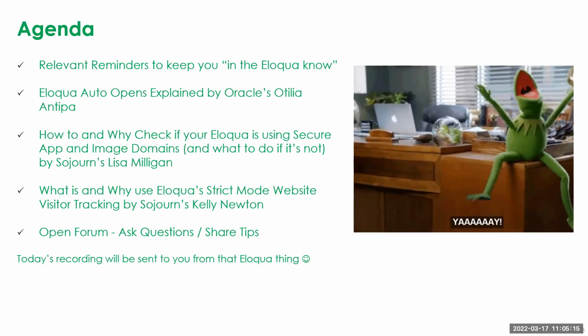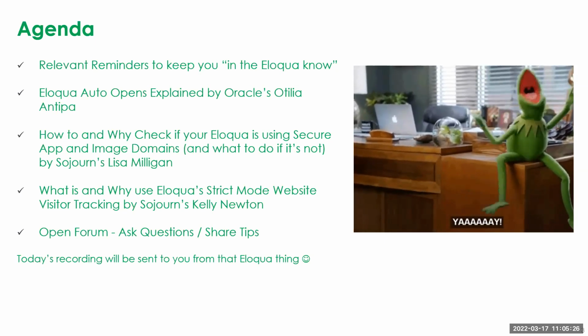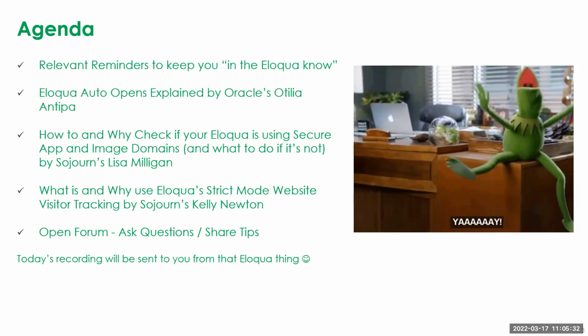If you don't even know what the heck those are, a lot of people usually don't. Most users don't, because it's something that typically is supposed to be set up during your Eloqua implementation. So this is something that we're like, please check, make sure your Eloqua has secure image domains and app domains. She'll explain again what they are and why and how to check them and what to do if they're not set up as secure. And then we'll open it up if we have time for questions and for if anybody wants to share a tip.